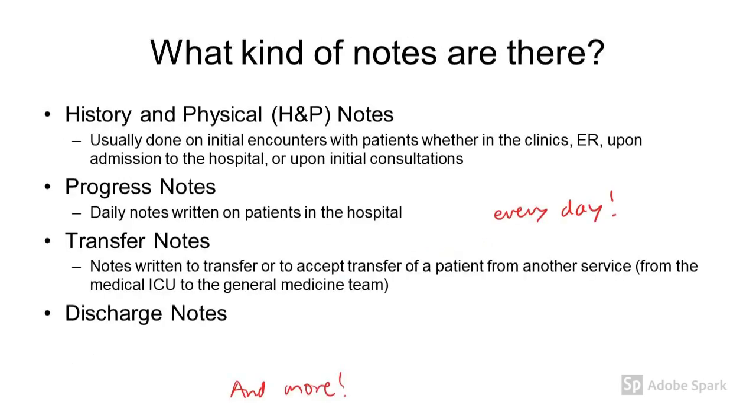What kind of notes are there? There's history and physical notes, H&P notes, usually done on initial encounters with patients, whether they're in the clinic, ER, upon admission to the hospital, or upon initial consultations. You also have progress notes that you usually write on your patients every day, and transfer notes that can be transferred from one part of the hospital to another or one service to another. And then there's lastly discharge notes.